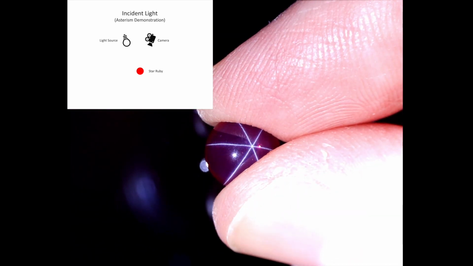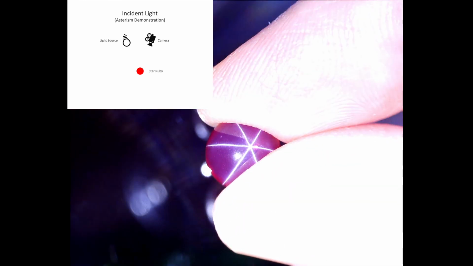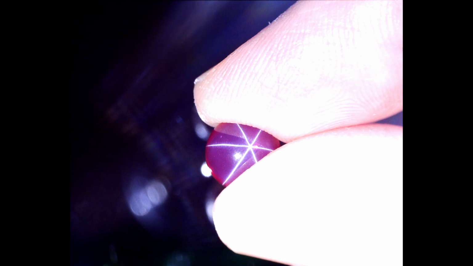What we're seeing here is a display of asterism. In this case, our star ruby has a 6-rayed star, and this is fairly standard for star ruby given the symmetry of our corundum. Different mineral species can display stars with different numbers of rays, and this is often related to the symmetry of the mineral that we're looking at.